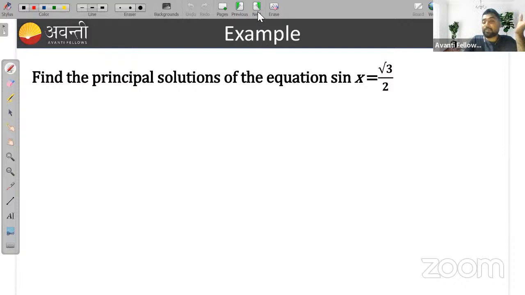Here you have an example. Find the principal solution of the equation sin x is equal to root 3 by 2. This is your equation. Try to solve it and let me know the answer in the chat box.